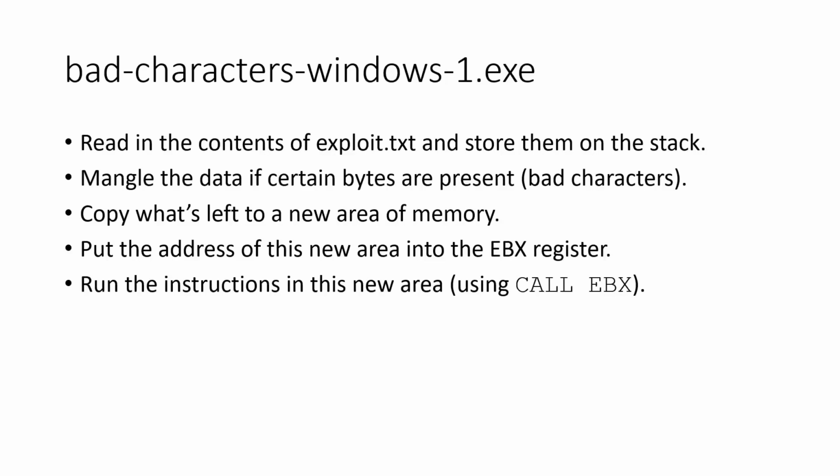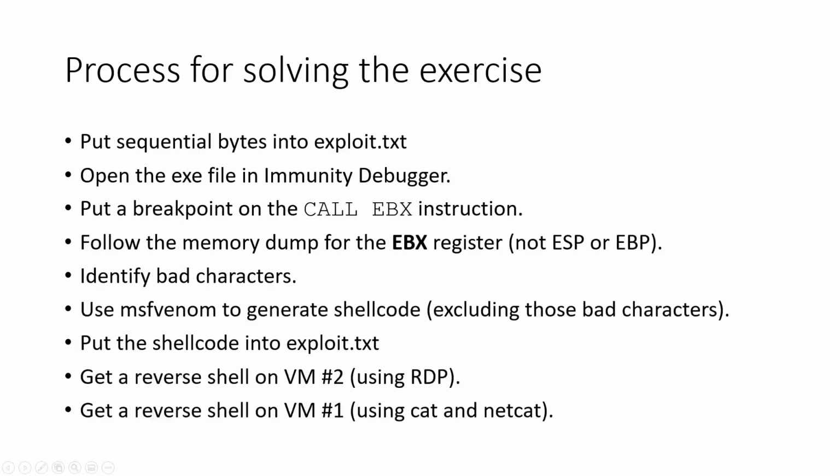The application will read in the contents of your exploit.txt file. It will then mangle the contents if certain bytes are present. Those bytes are the bad characters. It will copy what's left to a new area of memory, then update the EBX register to point to this area of memory. Finally, it will run whatever's left by using the call EBX instruction. So, that means that you need a different process for solving this exercise.